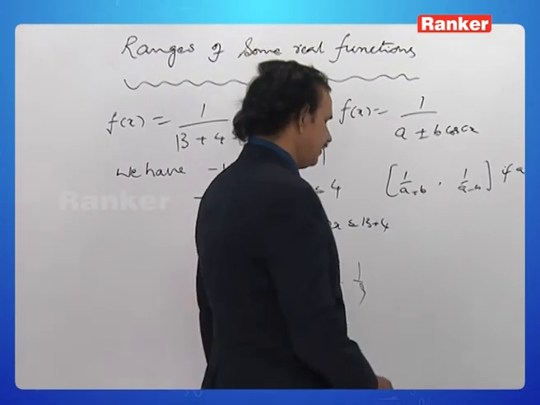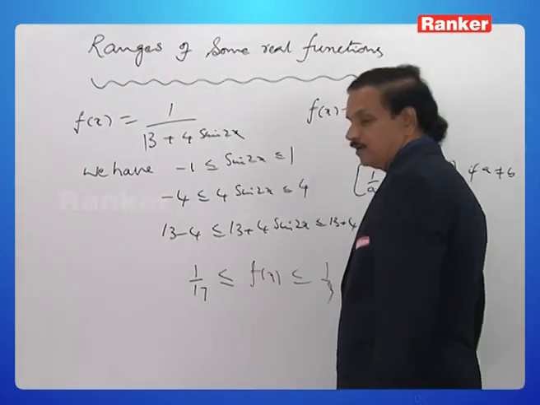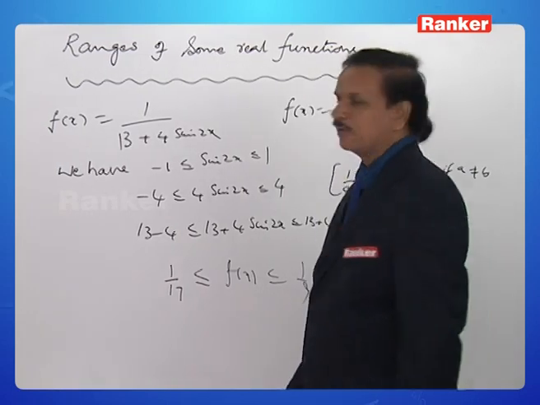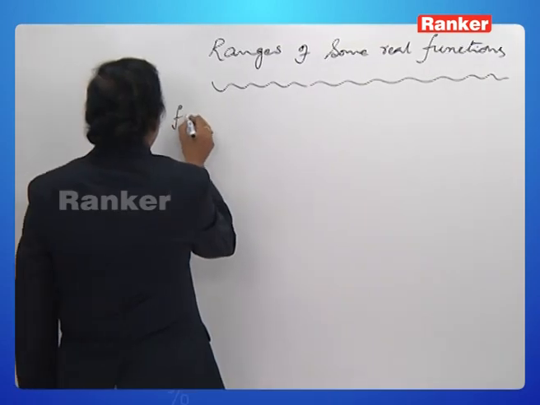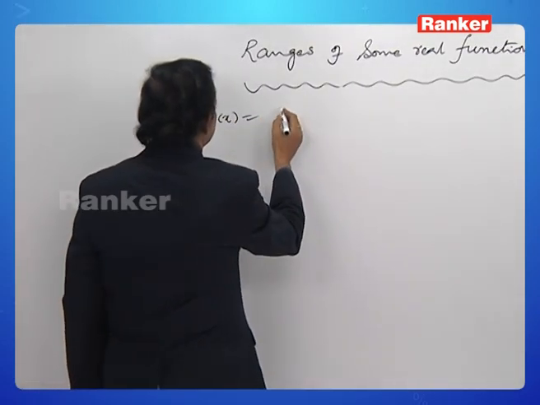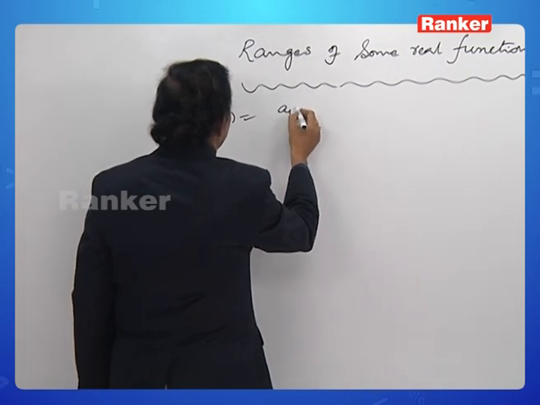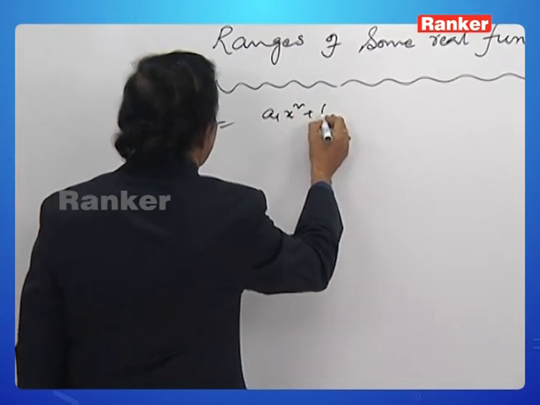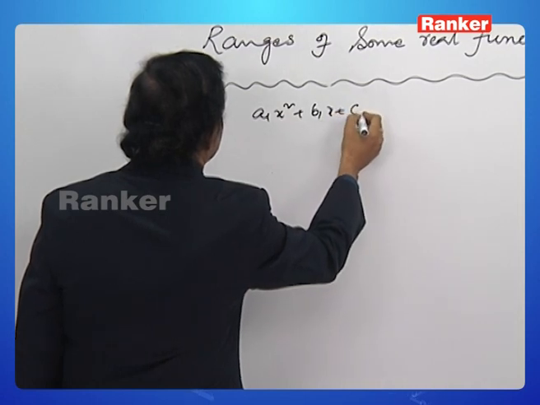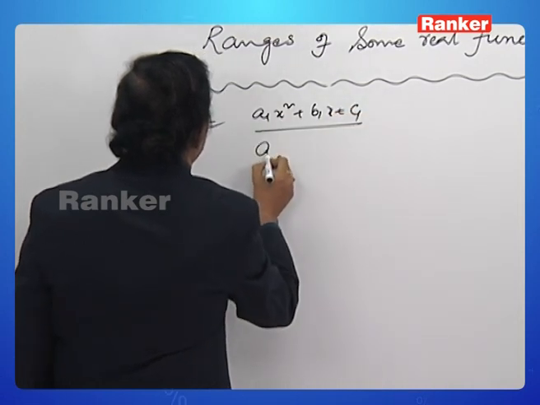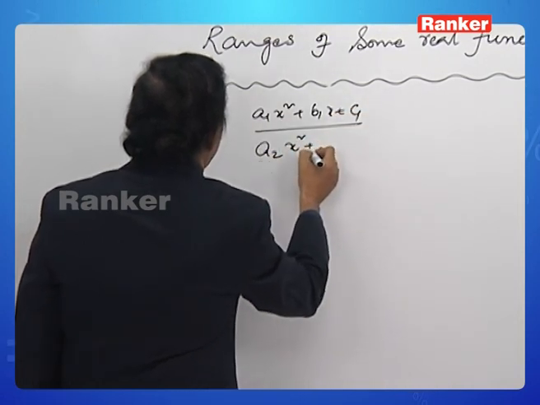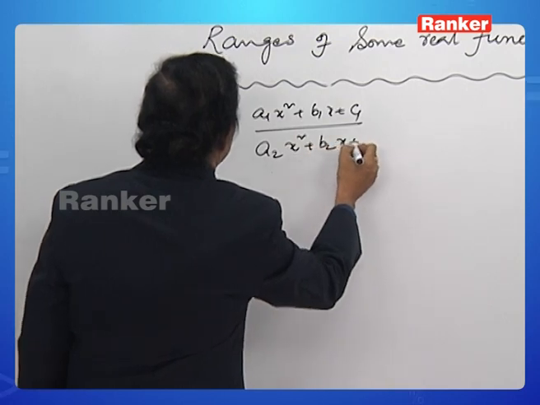Yes. Now, let us turn our head towards observing another model. f of x is equal to (a1 x square plus b1 x plus c1) by (a2 x square plus b2 x plus c2).